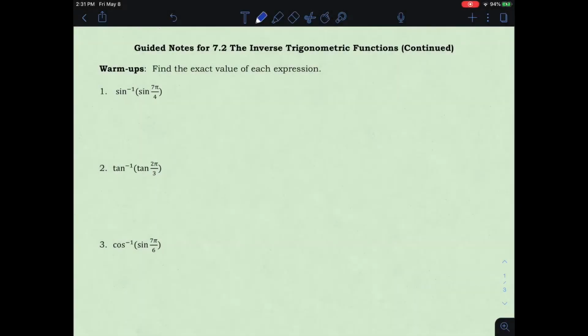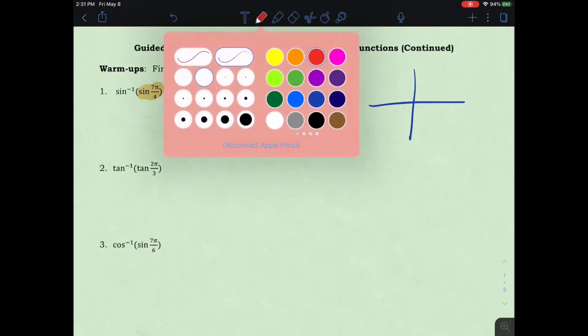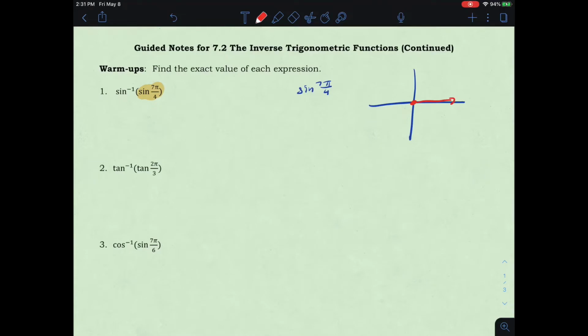So the way I'm going to work out this problem is by working inside out. And by that, I mean I'm going to first evaluate sine of 7 pi over 4. Now, if you don't remember what sine of 7 pi over 4 is, you can always draw your angle 7 pi over 4 in standard position. This would be an angle that lies in quadrant 4. In particular, I care about the reference angle, which in this case is just pi over 4.